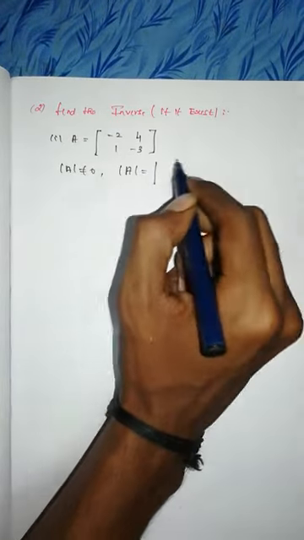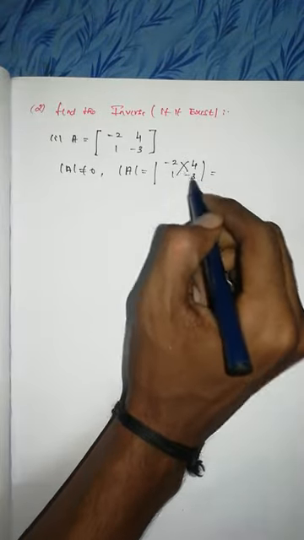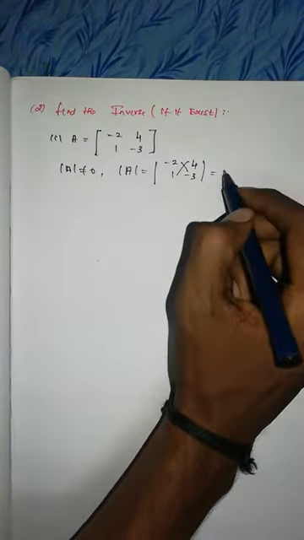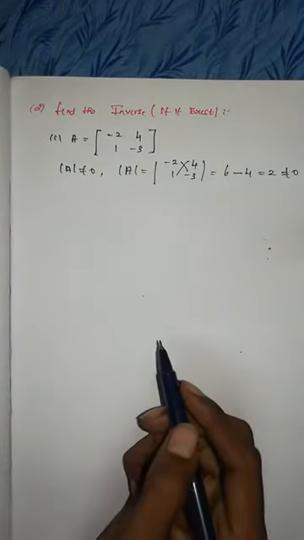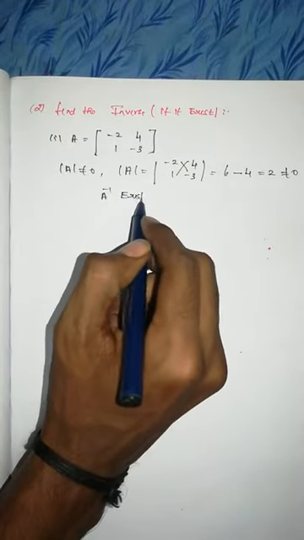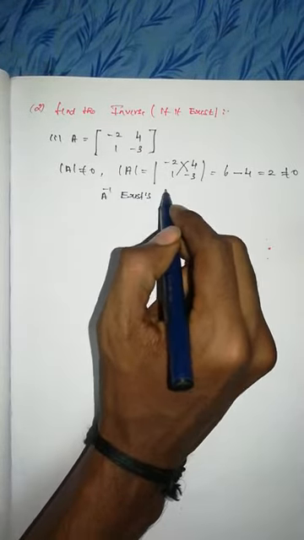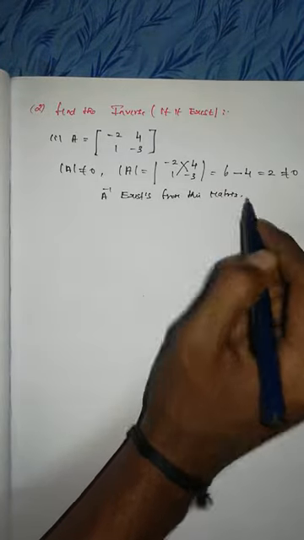Determinant of A is minus 2, 4, 1, minus 3. So I have to multiply these two numbers, which is minus 2 into minus 3 is plus 6, minus 4, which is 2, not equal to 0. Therefore the inverse exists. This is an important step. Inverse exists for this matrix. So how to find the inverse?